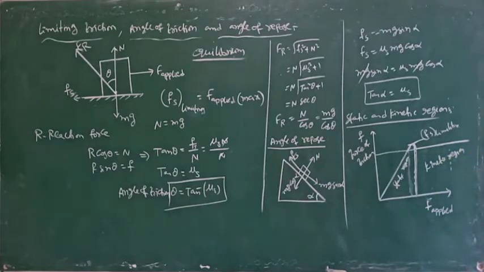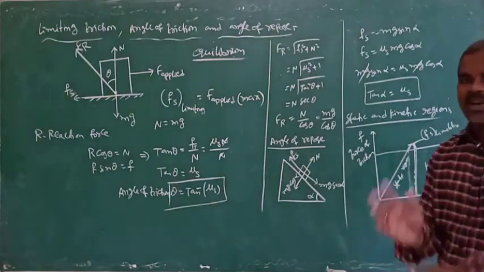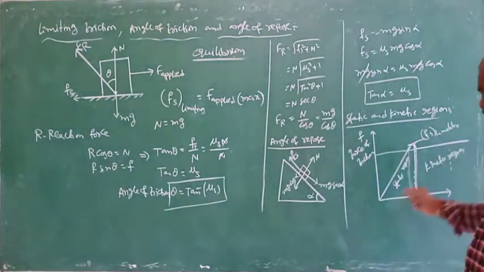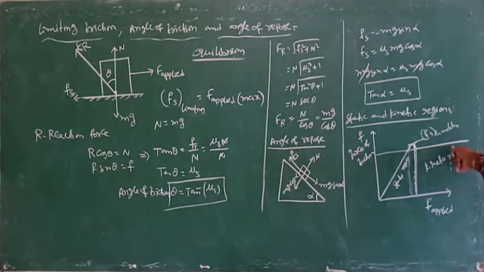This is the graph when we draw the applied force and force of friction. So up to the maximum limiting, static frictional force is equal to applied force. After that, kinetic frictional force is a constant, whatever the speed of the object.